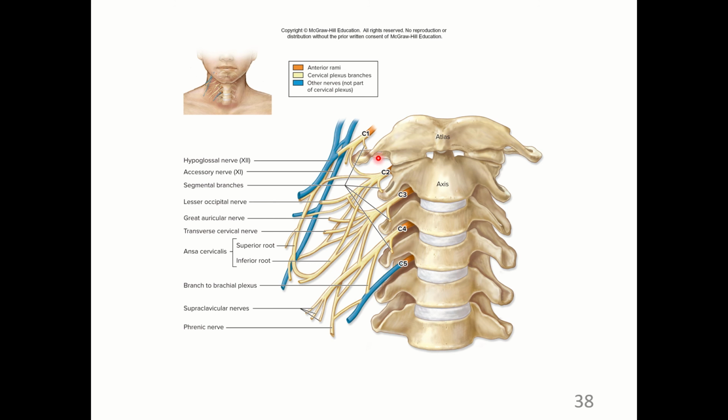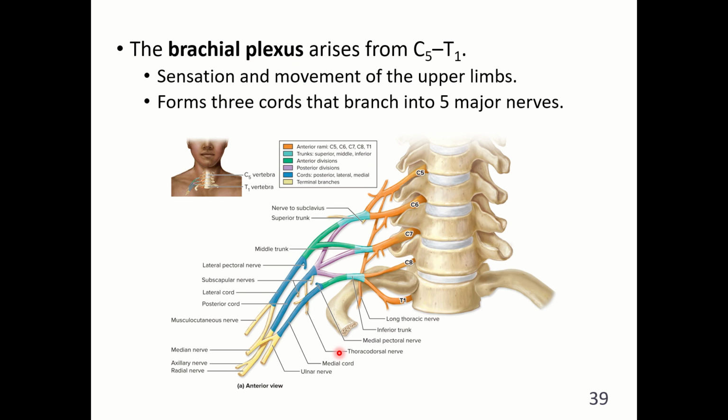This shows the cervical plexus in closer detail with the beautiful branching pattern of the anterior rami. And here's that phrenic nerve arising from C3, C4, and C5. So you can see that there's branches from each one that are connecting to the phrenic nerve.